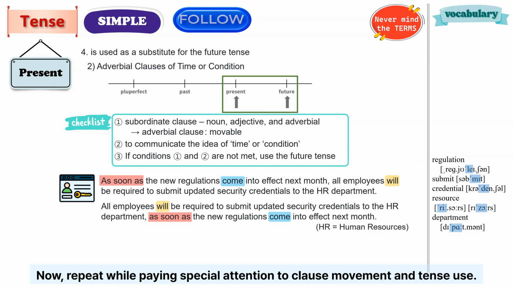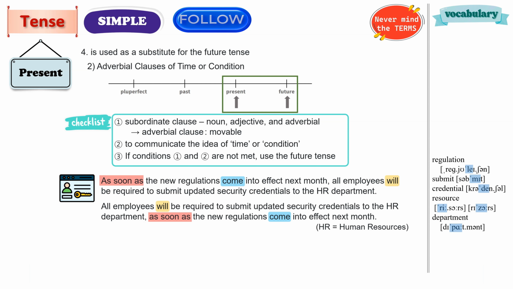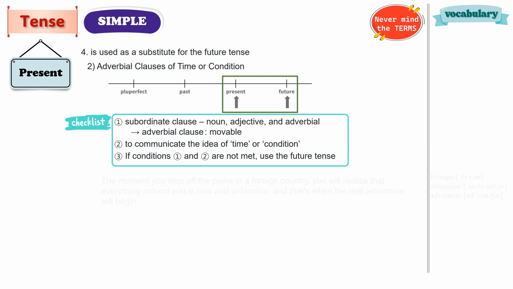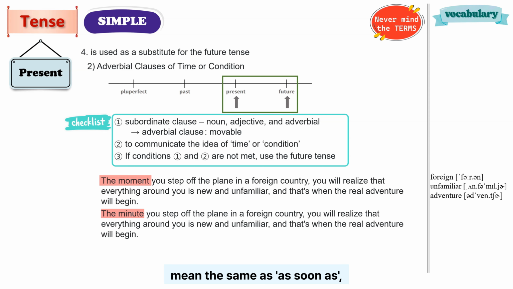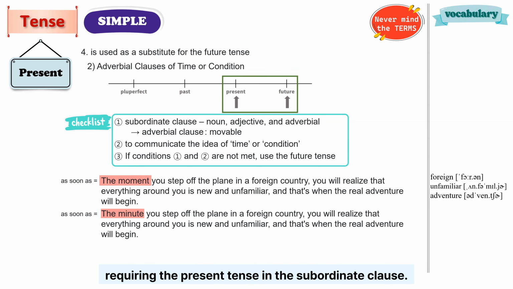Now, repeat while paying special attention to clause movement and tense use. As soon as the new regulations come into effect next month, all employees will be required to submit updated security credentials to the HR department. The expressions the moment and the minute in the next examples mean the same as as soon as, so they function as time expressions requiring the present tense in the subordinate clause.